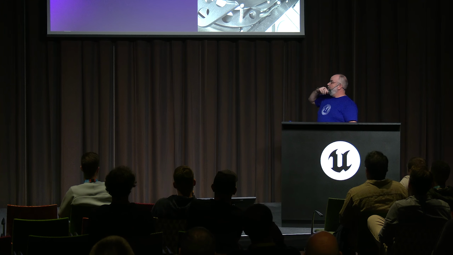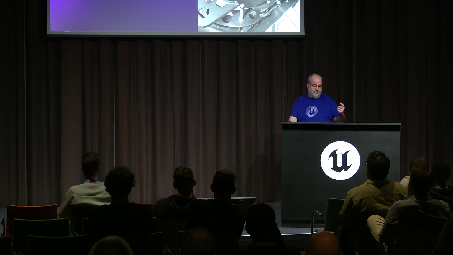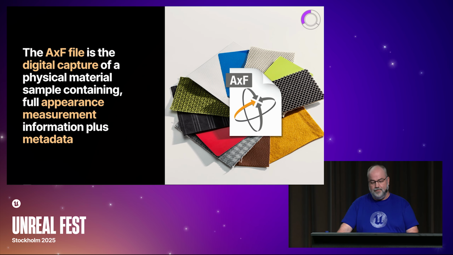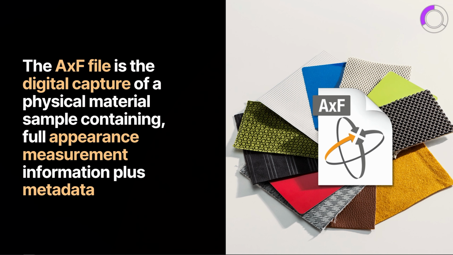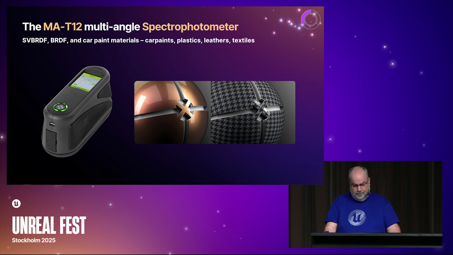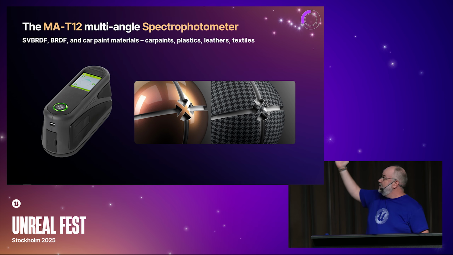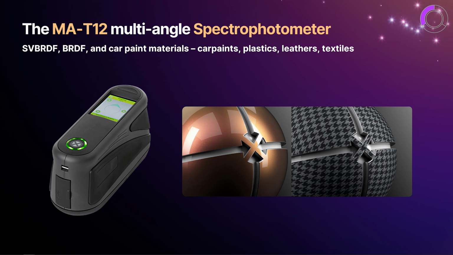Partnering with X-Rite Pantone, we looked at their AXF scanning technology. Their AXF file is in use by a lot of you today. You have these massive libraries of thousands of materials you've collected over the years. It's a digital appearance capture of the spectral data as well as other pieces. We worked with them, and I use the MAT-12 for my experiments. It's a multi-angle spectrophotometer, and you can classify these materials by scanning them and then taking them into their software.